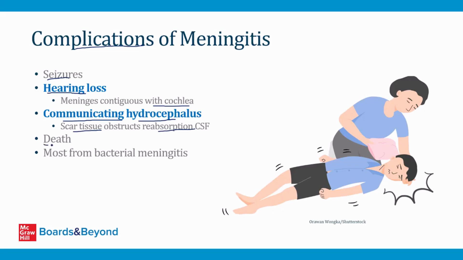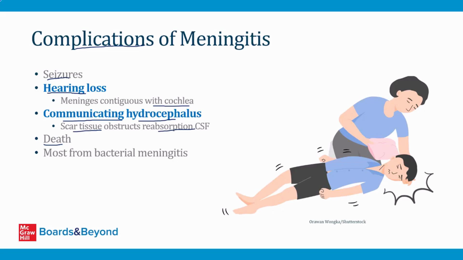And then finally, death can unfortunately develop from meningitis. There are a couple of ways this can happen. First of all, the intracranial pressure can get so high that the brain can herniate. That's one way you can die from meningitis. Also, patients who have meningitis often become septic and they develop septic shock. So this is another way that death can occur.